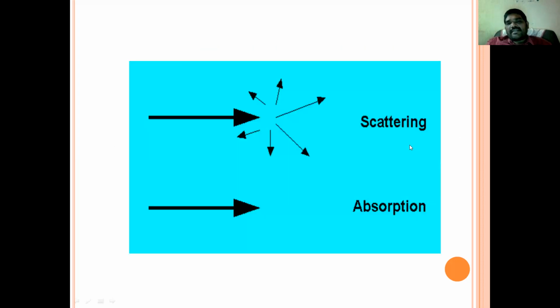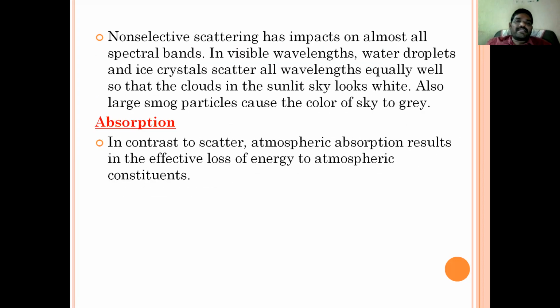See what you are visualizing here. Non-selective scattering has impacts on almost all spectral bands. That means when the electromagnetic radiation is being recorded with respect to the wavelengths, whenever such type of interaction takes place in the atmosphere, while the EMR is going to be recorded by the sensors, at all the bands the impact will be observed. Understand?